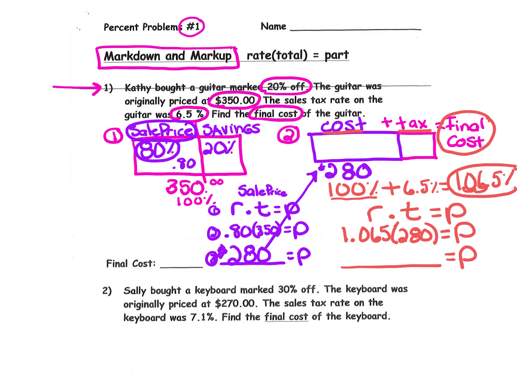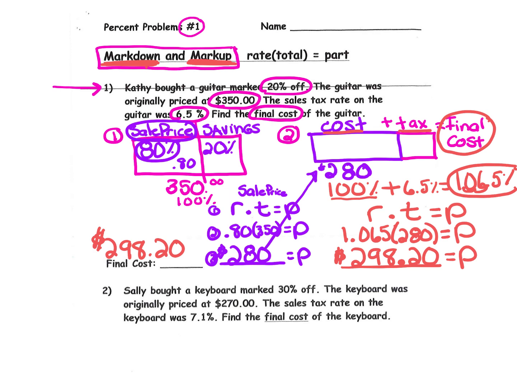You should have gotten $298.20. That's the final cost of the guitar with tax included. This was a double or a combo problem. First, we had to mark down to get the sale price, and then we had to mark up to figure out the sale cost of the item with the tax added on.